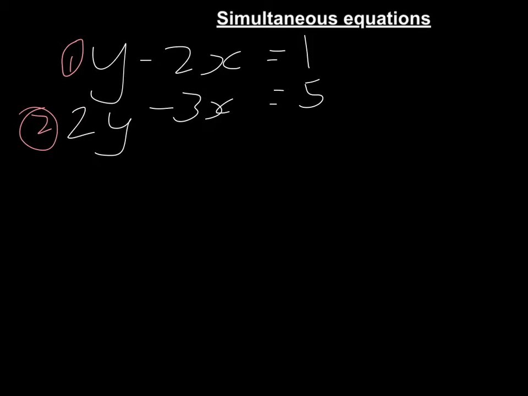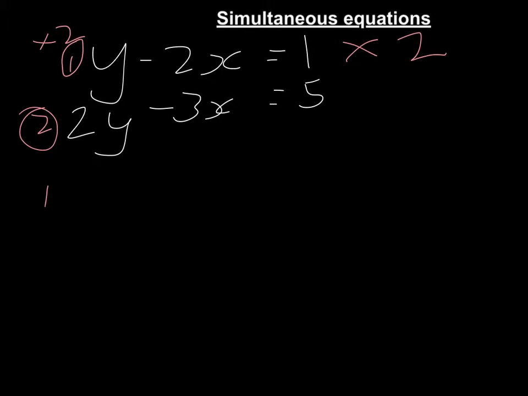Now I know that if I multiply y by 2, I'm going to get 2y. So the whole of this first equation I'm going to times by 2. You can write it to the right, you can write it to the left, providing you know what you're doing, that's okay.